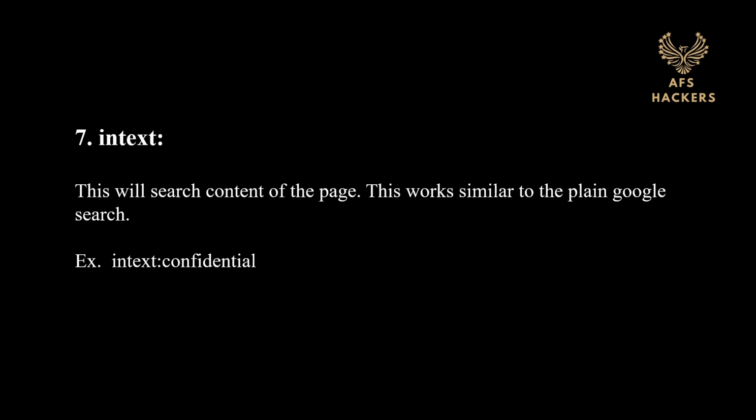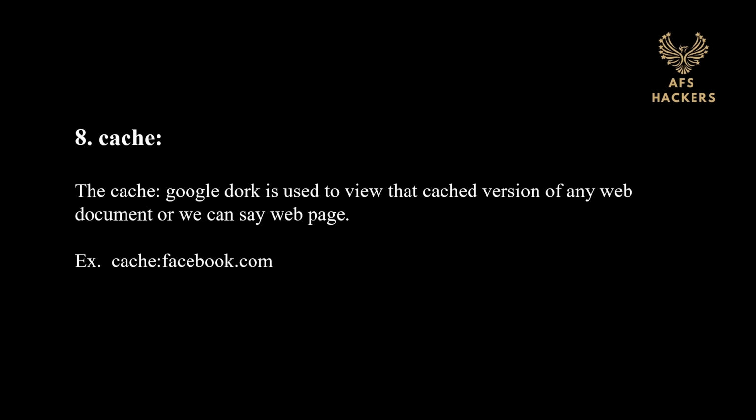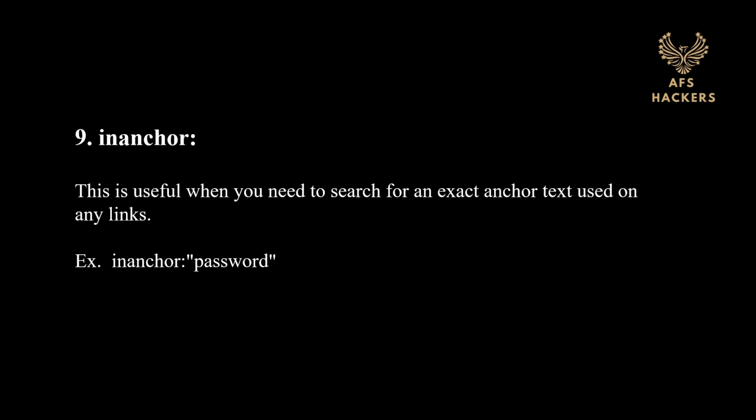Filter number 7 is intext. This will search the content of the page. This works similar to the plain Google search. Google will search the specific term throughout the web, like intext:confidential. So it will give you all the web pages which have confidential included in them. Number 8 is cache. This Google Dork is used to view the cached version of any web document, or we can say web page. Filter number 9 is inanchor. This is useful when you need to search for an exact anchor text used on any link. For example, inanchor:password. So if you want to search for an exact anchor text, you will use this particular filter.